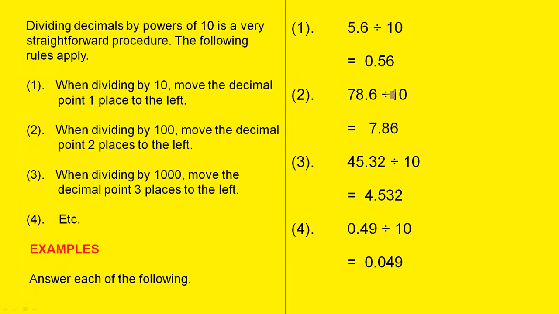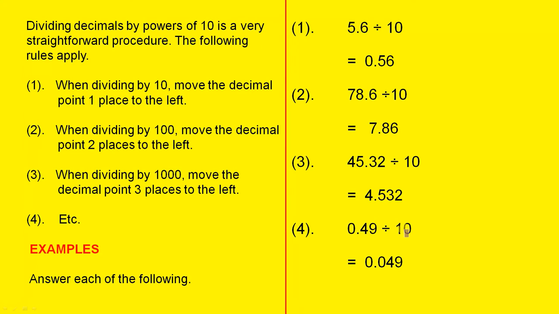Number 2. We're still dividing by 10. There is a decimal point. Move it one place to the left, and the answer is 7.86. 45.32 divided by 10. One place to the left. The answer is 4.532.